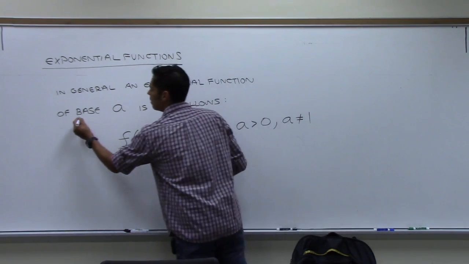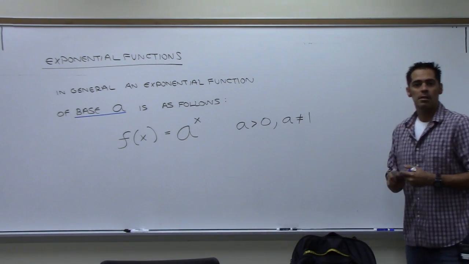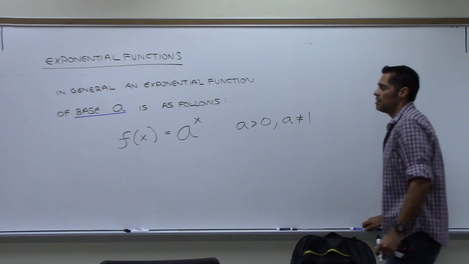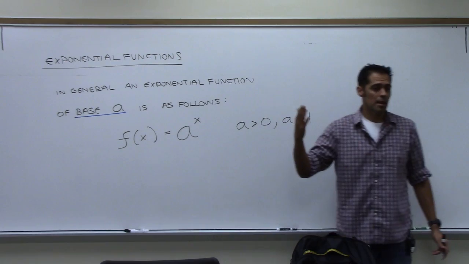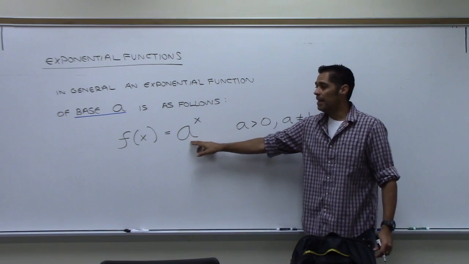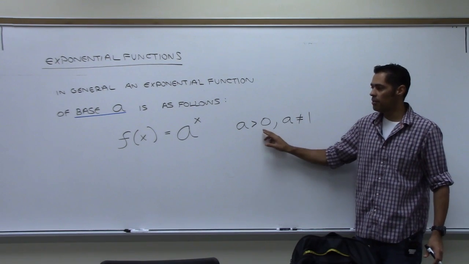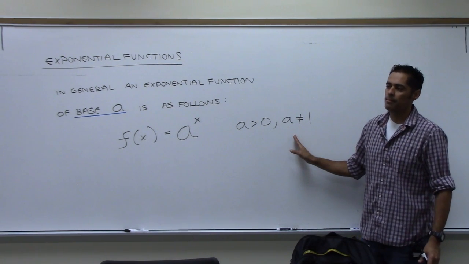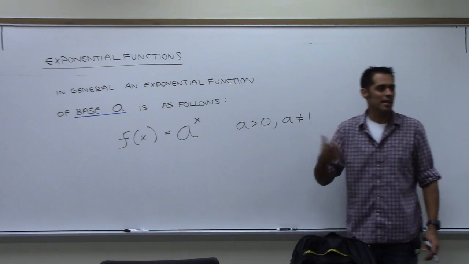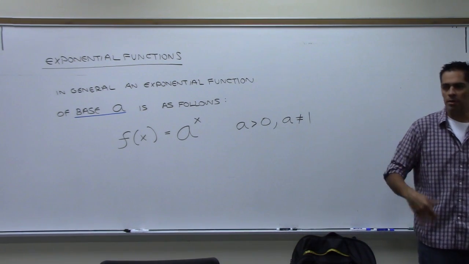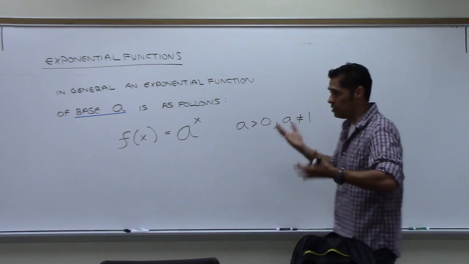The base is that a right there. So what I'm saying is that to have an exponential function, you must have x in the exponent. The base can be any number except it has to be positive, greater than 0, and it cannot be 1. Now, the reason why we don't use 1 is because 1 to any power is 1. Like 1 squared is 1, 1 cubed is 1. So that's not an interesting function. We want the function to do something.